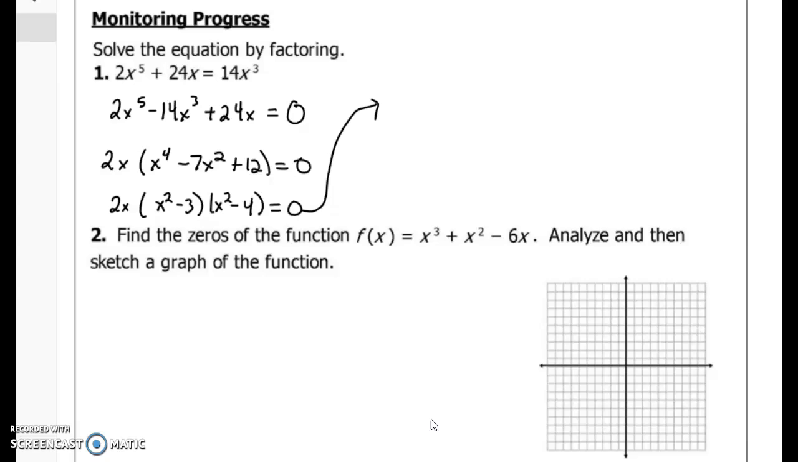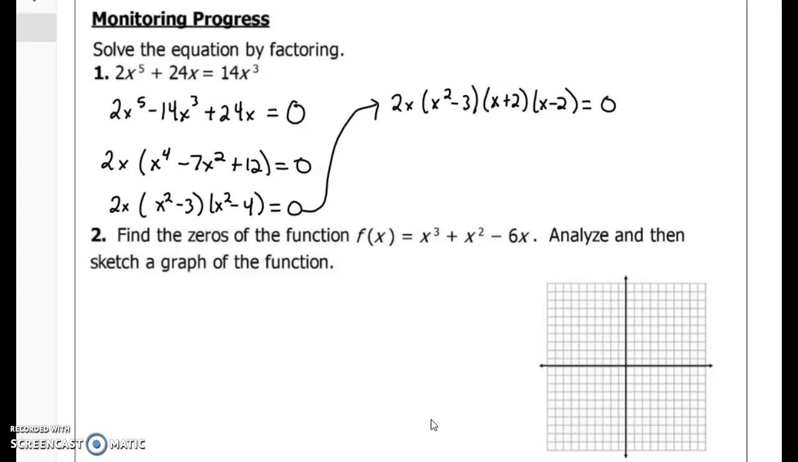I'm running out of room, so I'm going to move up here. The x squared minus 3 does not factor further because it is not a difference of squares. It could become a difference of squares, but the square root of 3 isn't going to help us much quite yet. Then x squared minus 4 becomes x plus 2, x minus 2.